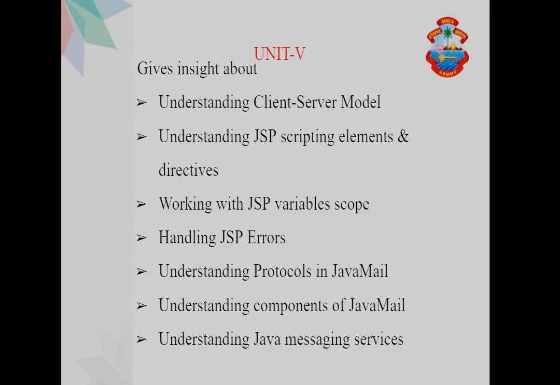In Unit 5, we'll have the knowledge about JSP technologies. So in that particular unit, we'll know about the client server model, and we'll understand JSP scripting elements and directives, and we'll know about the JSP variable scope, and we'll know how to handle JSP errors, and we'll understand the protocols used in Java Mail, and we'll understand the components of Java Mail, and we'll understand the Java messaging services.